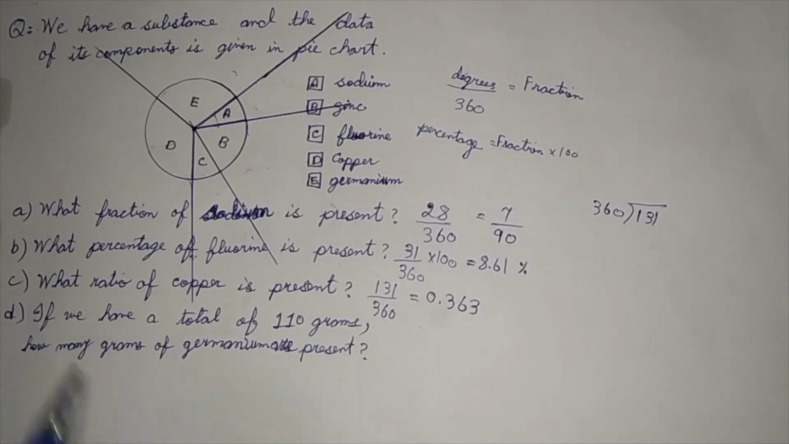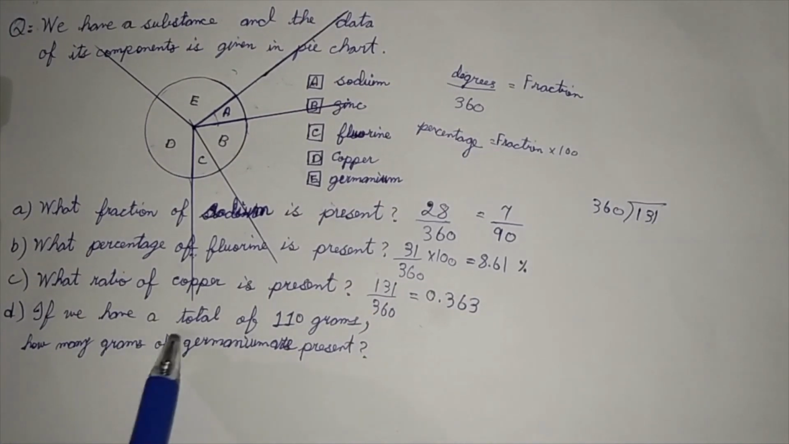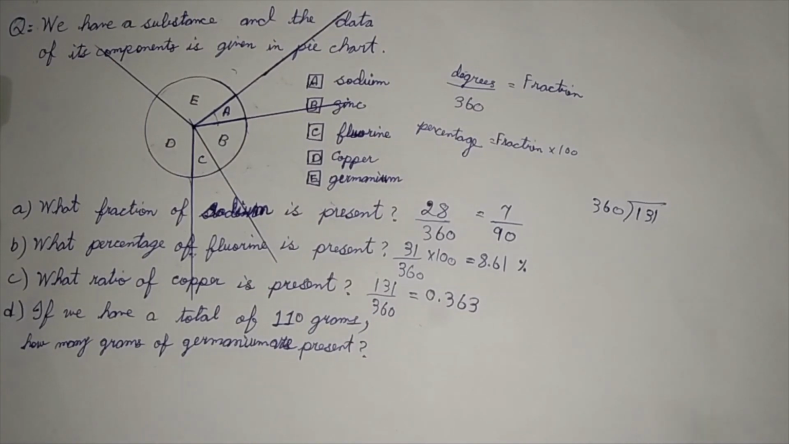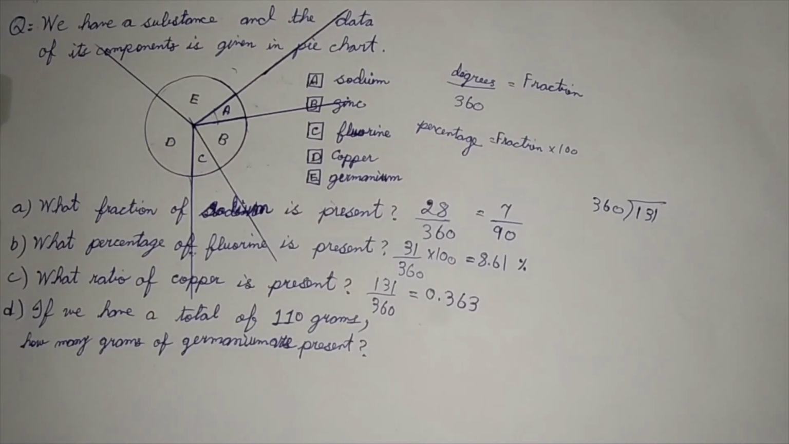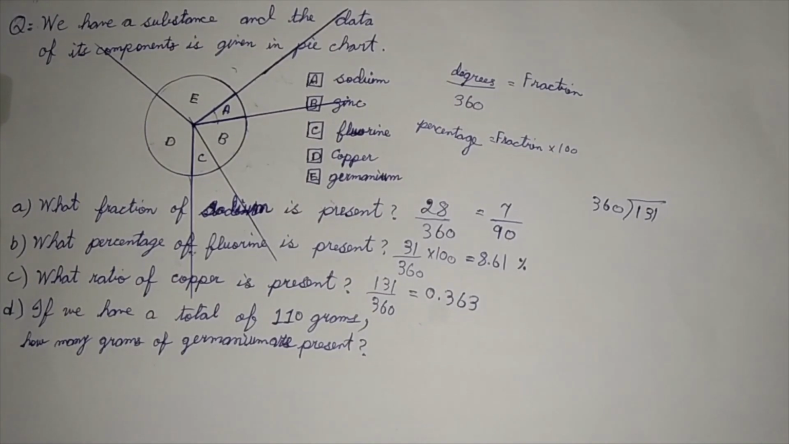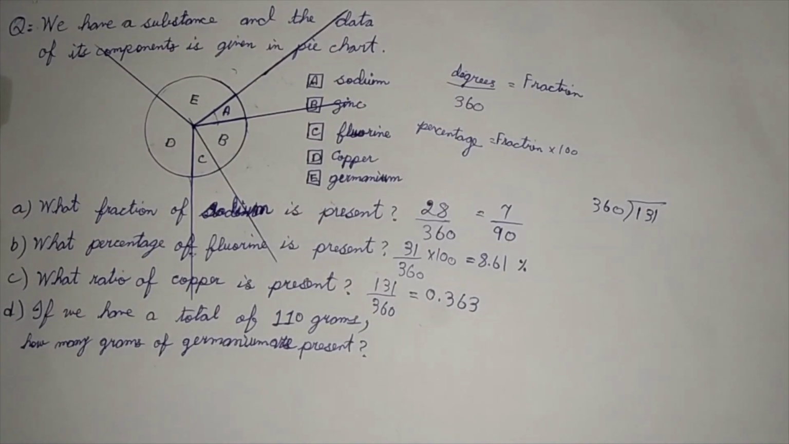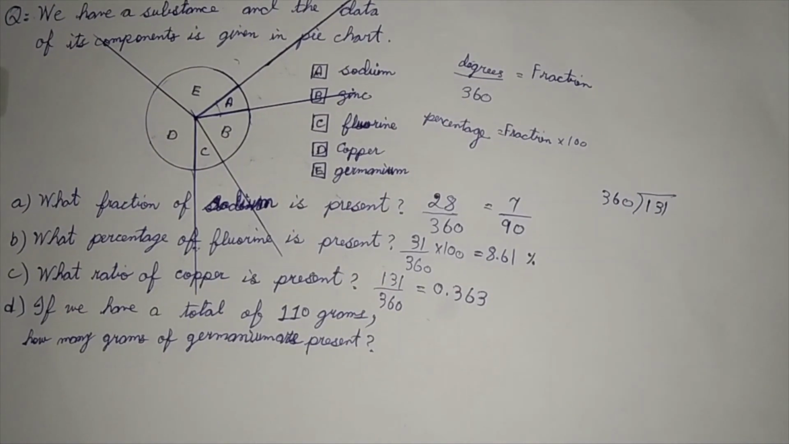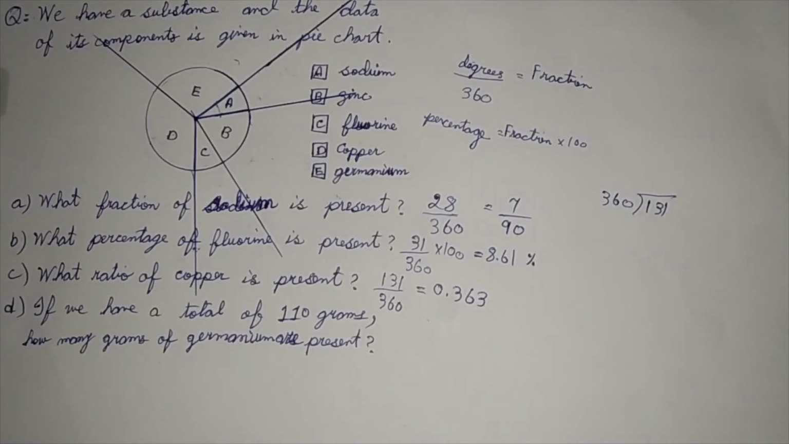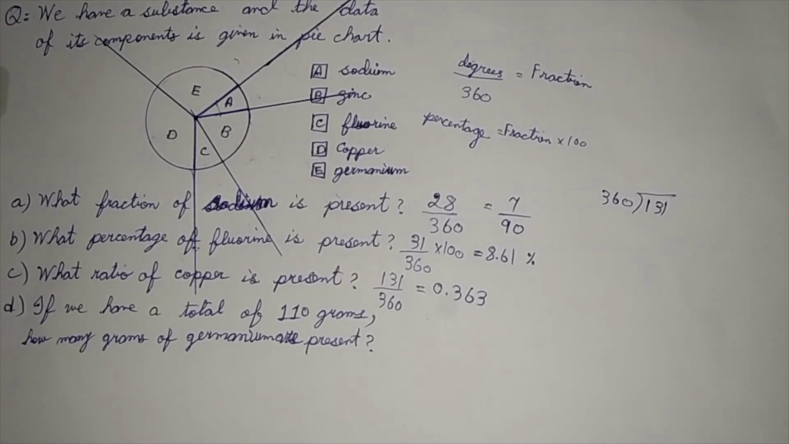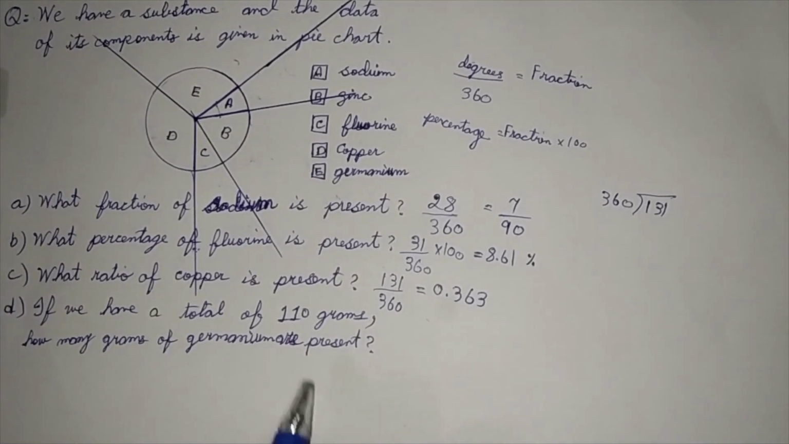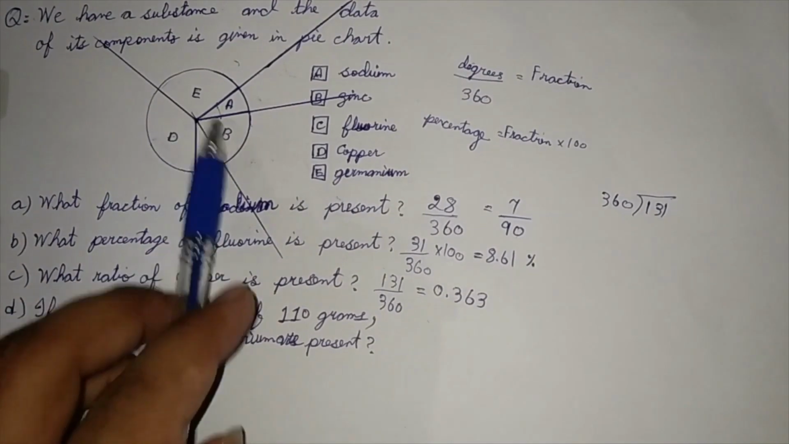Now we have our part D. If we have a total of 110 grams, how many grams of germanium are present? So let's see how to do it. For this, we will find the fraction again. Let's find the fraction first of germanium. Here we have germanium.